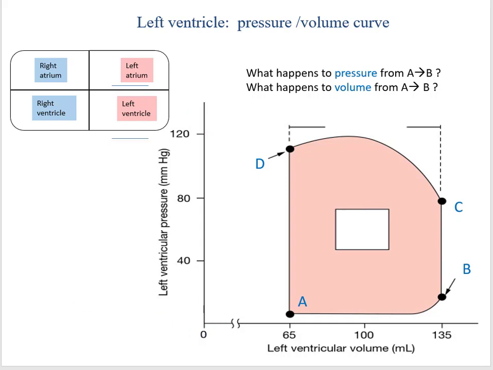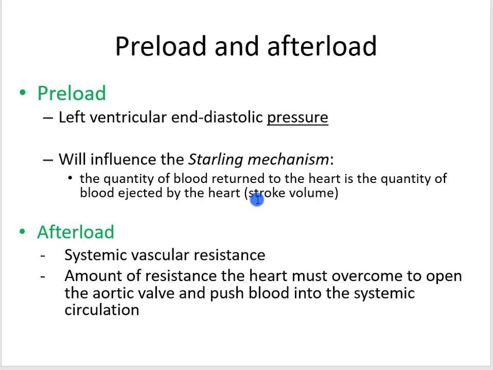And so for that reason, we've got this mechanism in place where whatever blood is returned to the heart, in other words, whatever blood fills up into the ventricle, is going to be the amount of blood that gets squirted out, and that's our Starling mechanism. These things, again, are going to determine preload, which is left ventricular end diastolic pressure.